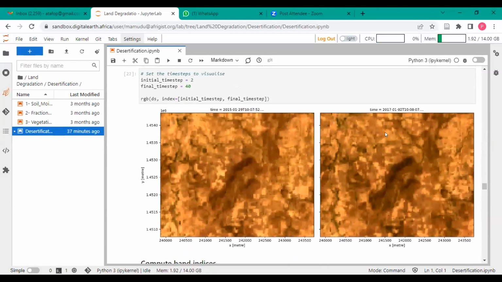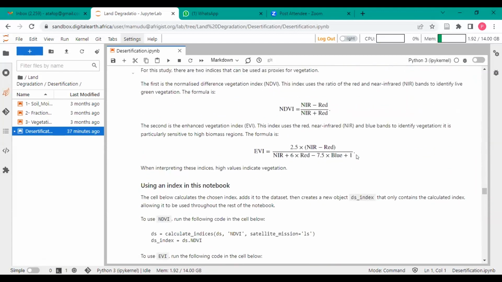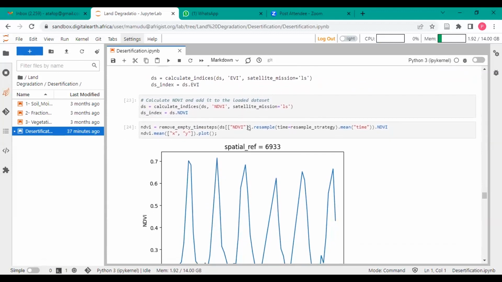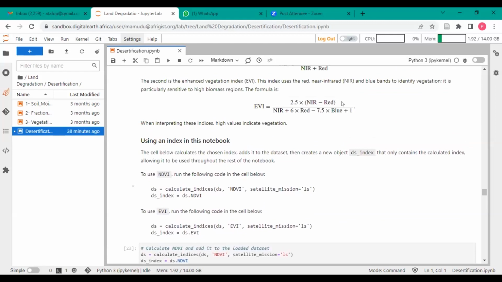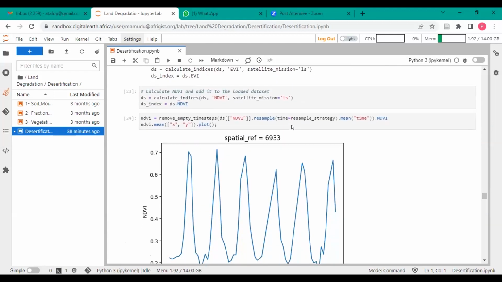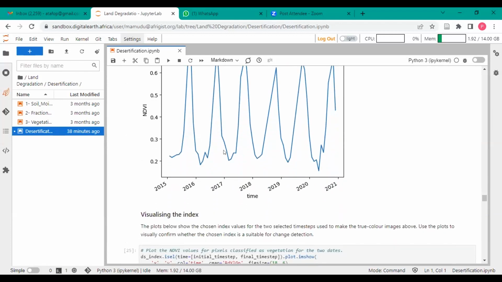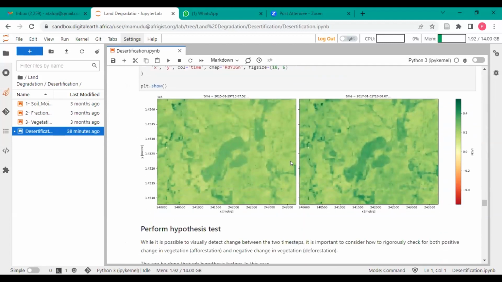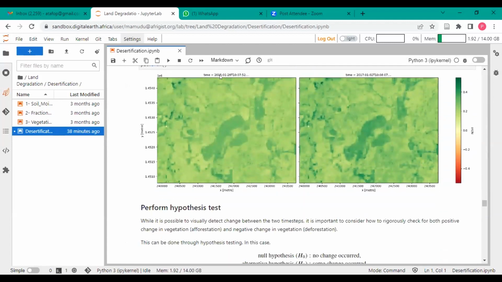Now, to analyze this, we use the NDVI. NDVI is one of the indices that allows us to analyze the greenness of vegetation. And so we made use of the NDVI to calculate the amount of green vegetation in that study area over our period of study, and plotted it in a graph here, which is given thus. Now, we also visualize the NDVI for our time period 2015 and our mid-time period 2017, as shown here.